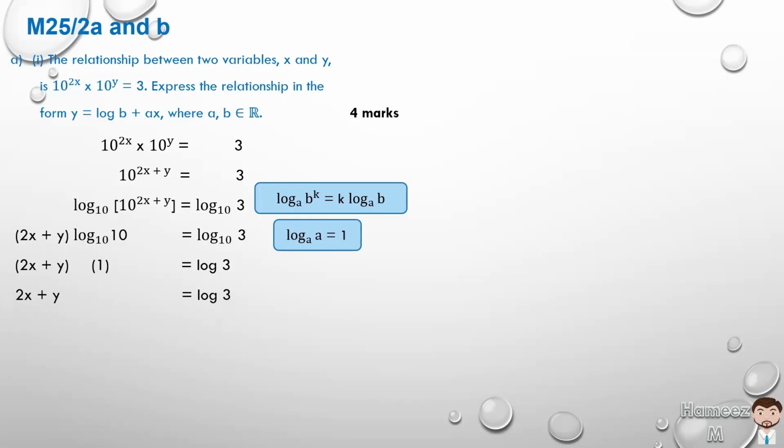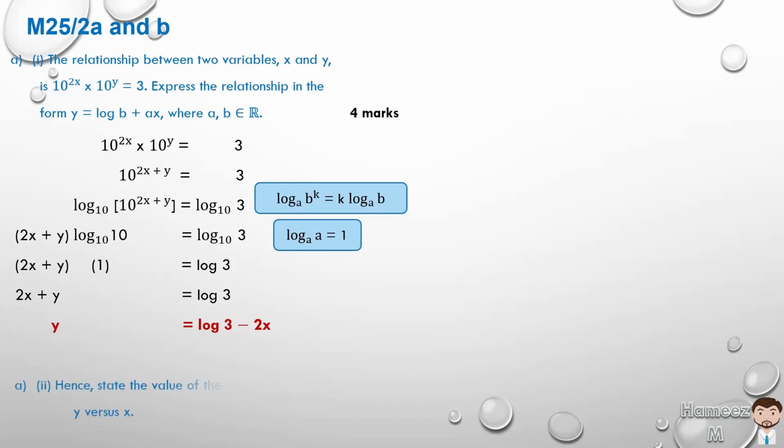So let's go back to what is being required above: express the relationship in the form y is equal to log b plus ax. If we manipulate this last line, then we can write y is equal to log 3 minus 2x. And it looks very similar to what is above. y is equal to log b plus ax, where b is 3 and a is minus 2.